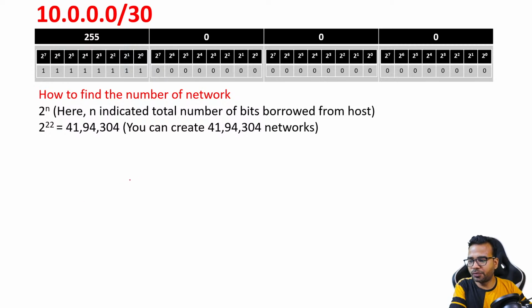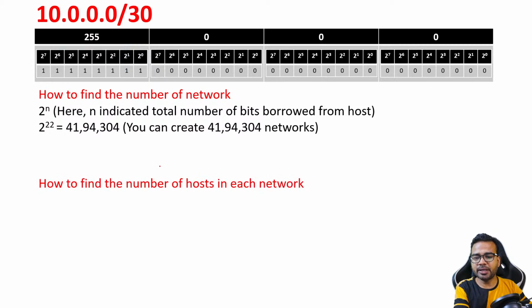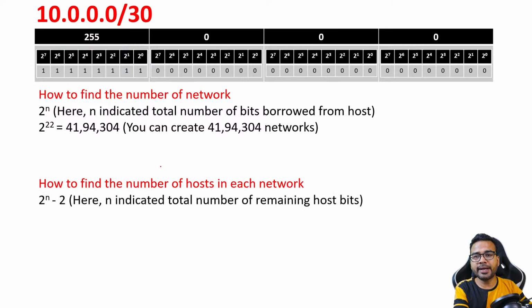Okay, let's go forward. Now the next objective is, let's find the number of hosts on each network. How to find the total number of hosts on each network? For this, the formula is 2 to the power n minus 2, where n indicates the total number of remaining bits in the host section.